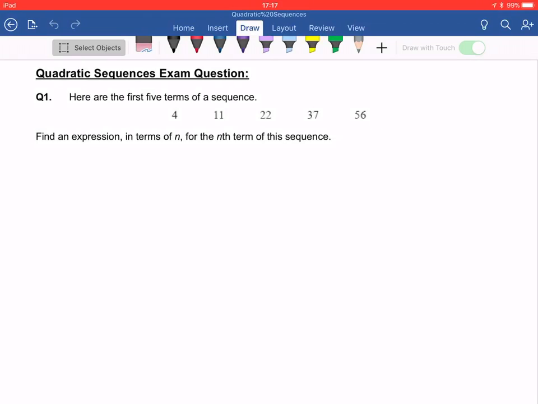Okay, so let's read the questions, sir. Here are the first 5 terms of a sequence. We've got 4, 11, 22, 37, 56. Find an expression in terms of n for the nth term of this sequence.